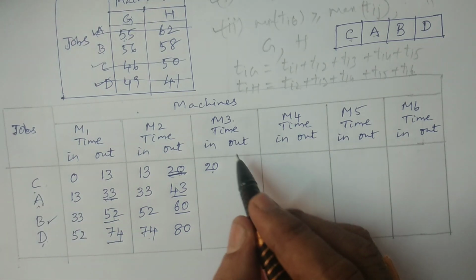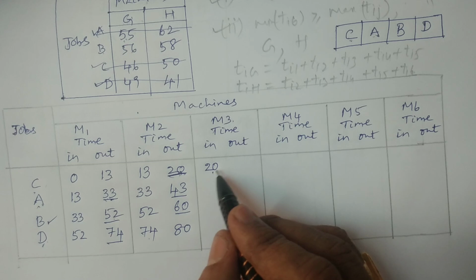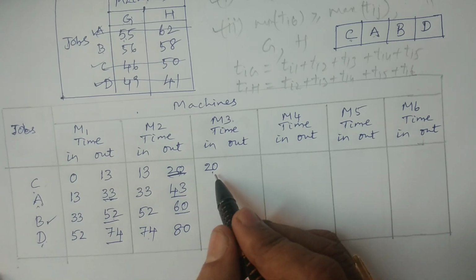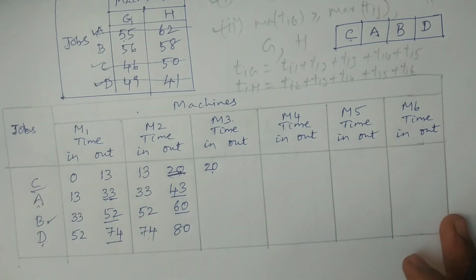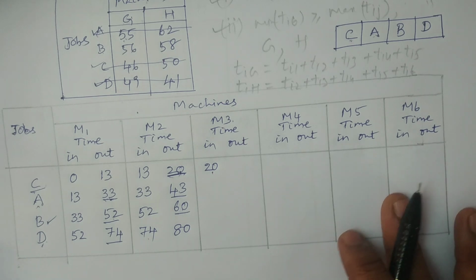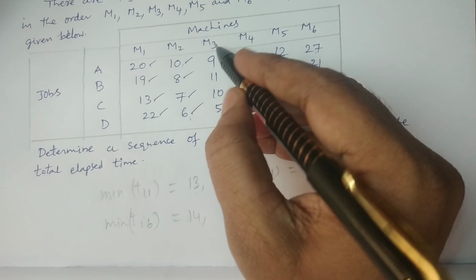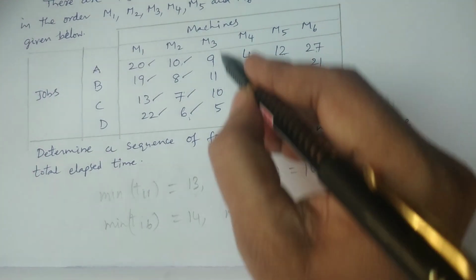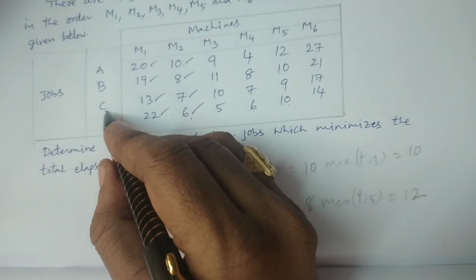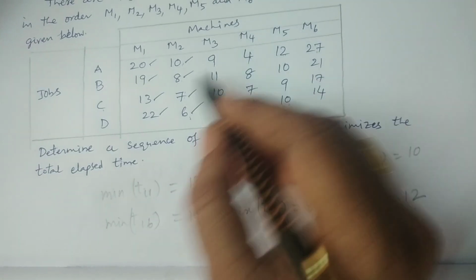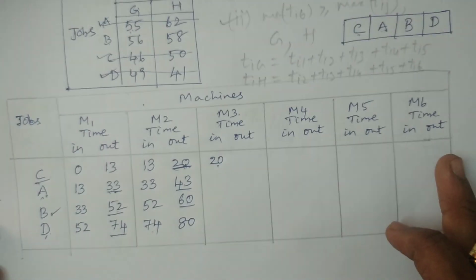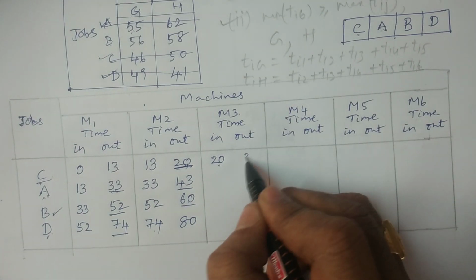Right? And then you have to add the processing time of C on machine 3. These are the processing times of machine 3. The processing time of machine 3 for job C is 10. So 20 plus 10 is 30. Is it clear? Right. 20 plus 10 is 30.